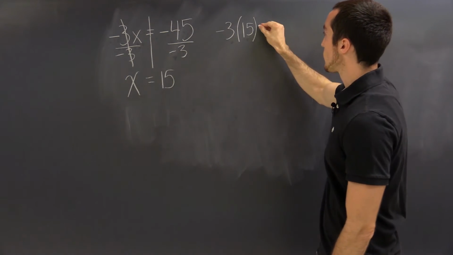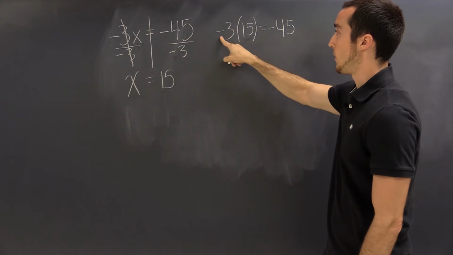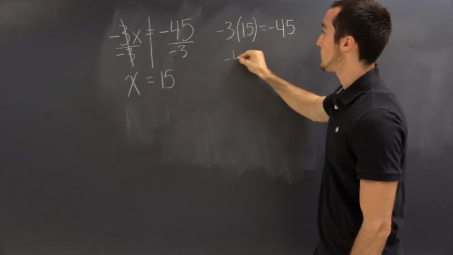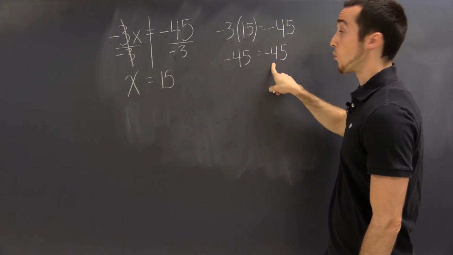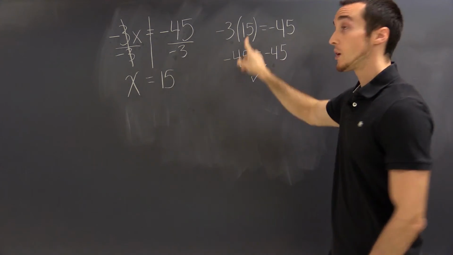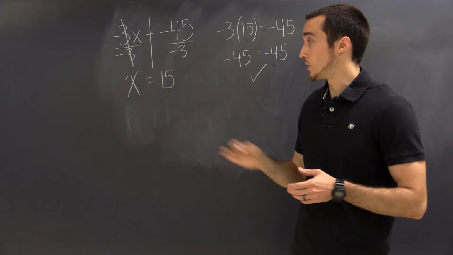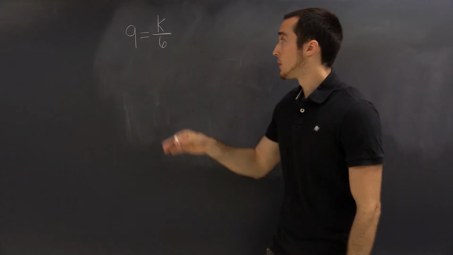And then we have the equal sign and then -45. Let's see if this actually does work out. Well, -3 times 15 is -45. And once again, we get it to check out. It works on both sides. So I know that this is the right answer because when I substitute it back in, it works. So x equals 15.